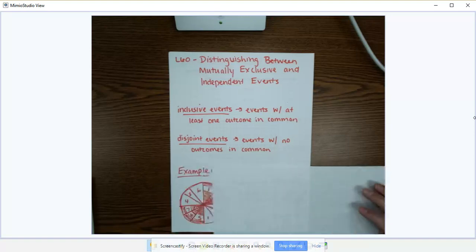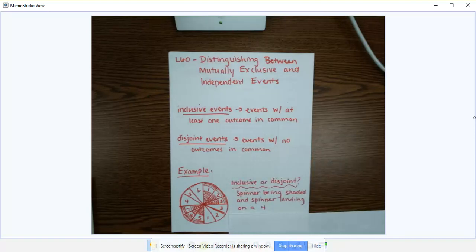So we're going to look at an example. We have this spinner labeled with different numbers. Some of the sectors are shaded, some of them are not. So we have to decide whether this scenario is inclusive or disjoint. So we spin our spinner. What's the likelihood of it landing on a shaded region, and then spinning it and landing on a 4? So we have to decide, are those inclusive or disjoint, meaning do they occur at the same time or not?